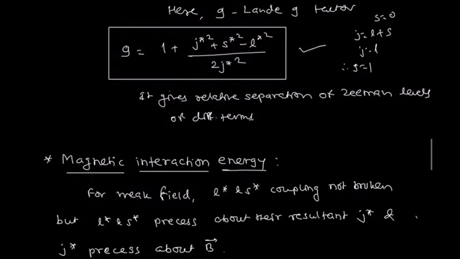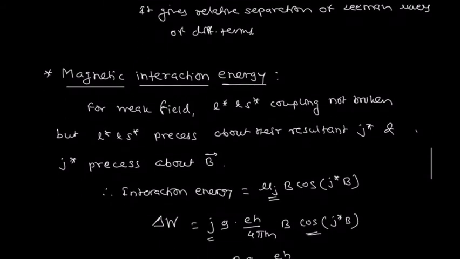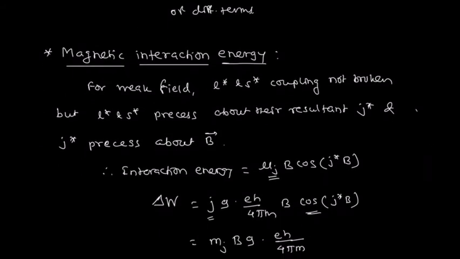Next, we find the magnetic interaction energy. Now, what is the magnetic interaction energy? If the field is very weak and L* and S* precess about their resulting vector J*, then the coupling between L* and S* is not broken. They continuously precess about the resulting vector J*. It means J* also precesses about the external magnetic field B.